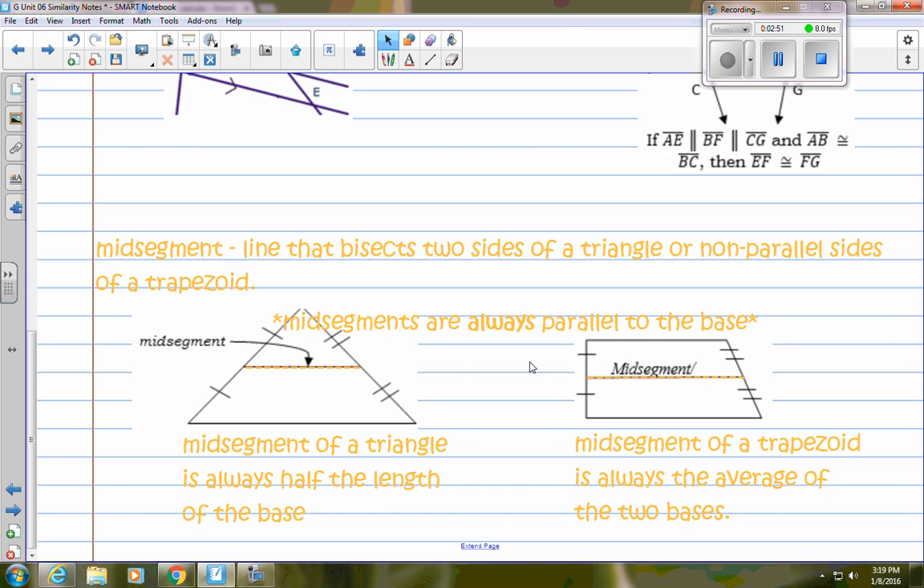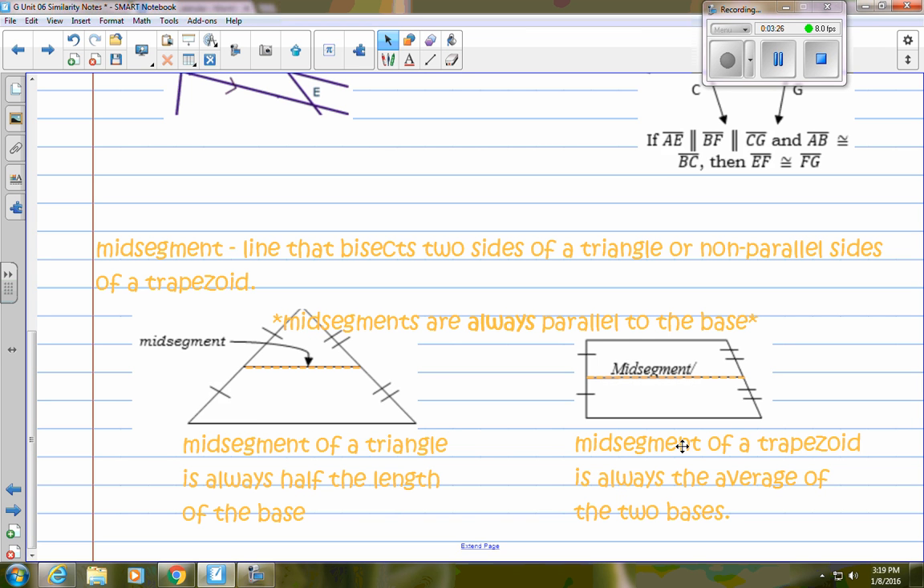The key term is that mid-segments are always parallel to the base of either your triangle or your trapezoid. If you have a mid-segment in a triangle, the mid-segment is always half the length of the base. So let's say this base right here is 20. That means the mid-segment would have to be half that, or 10. Conversely, let's say the mid-segment were 8, then that means this length of the triangle would have to be 16, or 2 times as big.